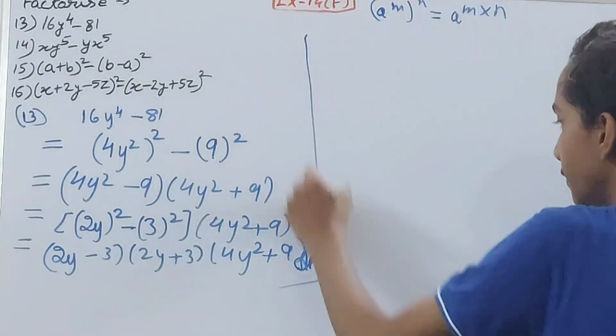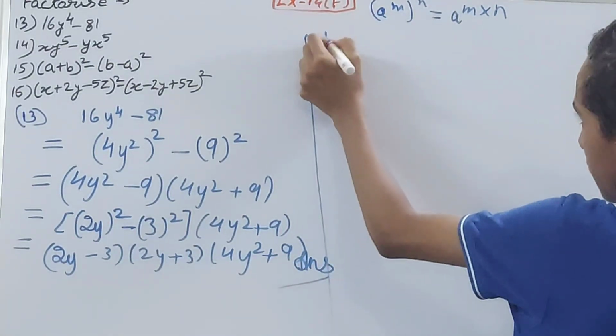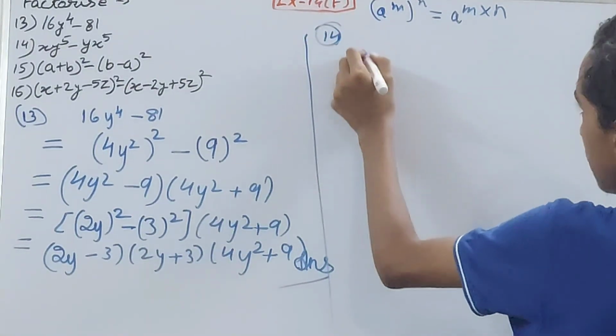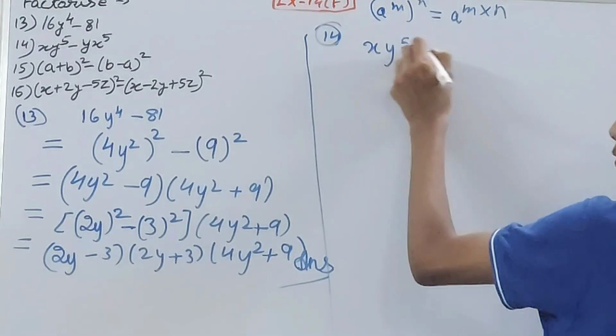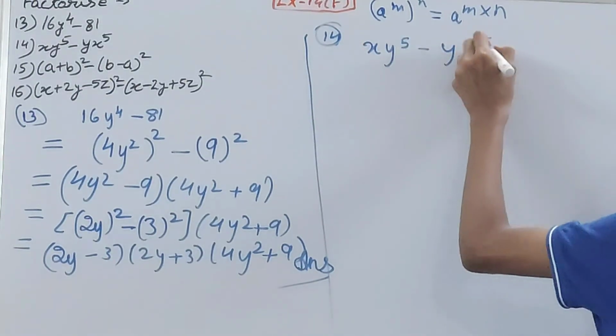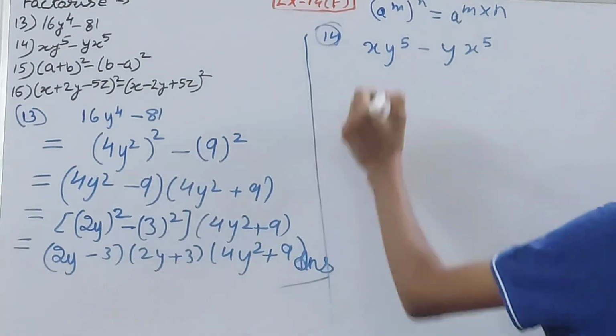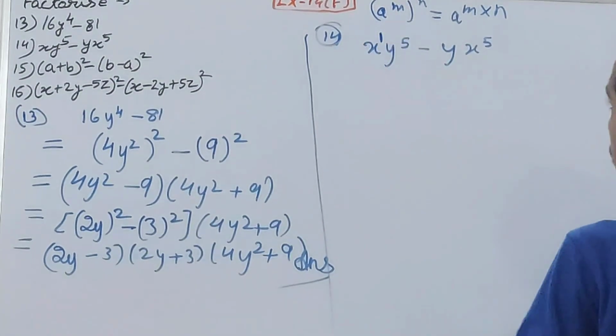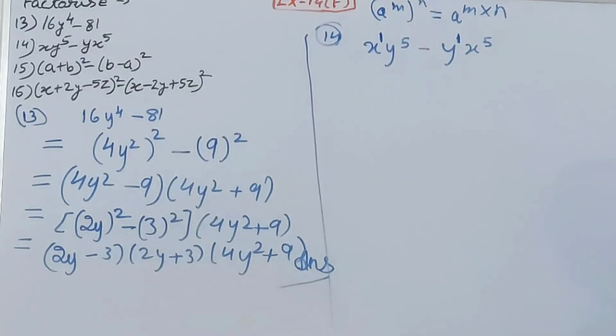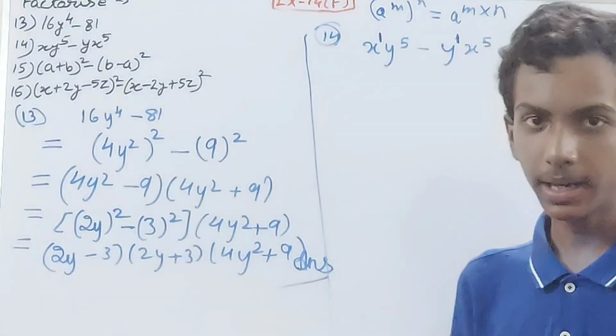Now come to the next question. We've got here in the 14th question, xy to power 5 minus yx to power 5, very clearly visible. You have to take commons. What you will take common? See, where there are no powers, I am writing the powers. x to power 1, y to power 1, right?